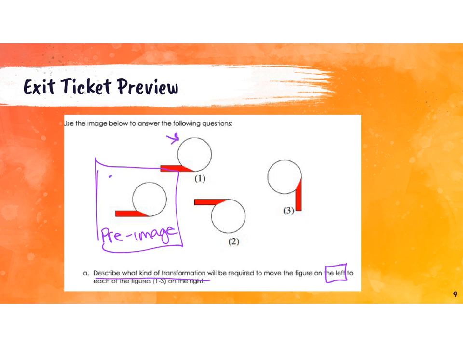Question number 1. Then how do you get it from here to here? Question number 2. And then finally, how do you get it here? Which transformation occurs for each one separately? But each time you start here with the pre-image. Do your best, use your notes, submit your Google Doc as soon as you're done.